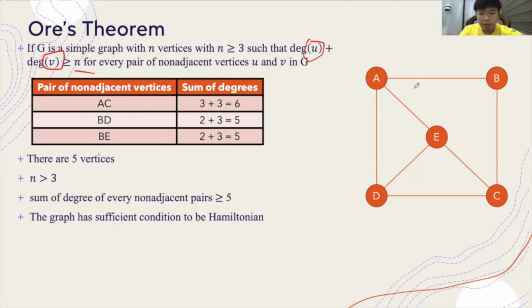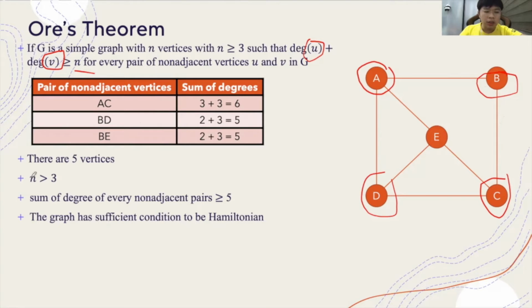So, for example, the non-adjacent vertex for A is C. So AC. We can find 3 pairs of non-adjacent vertices, which are AC, BD, and BE. The sum of the degrees for AC: A has 3 degrees, and C has 3 degrees. So the sum for AC is 6. Same goes for BD and BE, so we get 6, 5, and 5. There are 5 vertices.